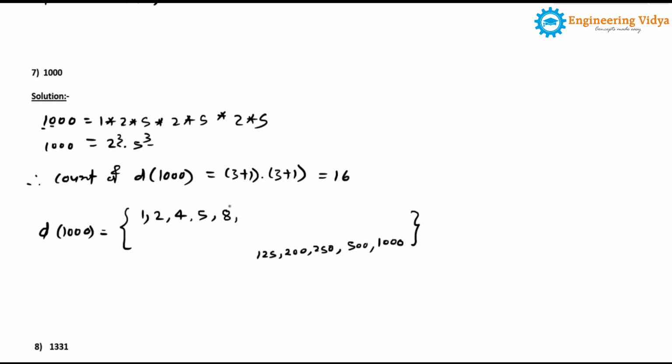But 9 cannot divide 1000. But 10 can divide 1000, right? So here I'll write 10. If 10 can divide 1000, then 100 will come, right? Now after that, they will check for 11.